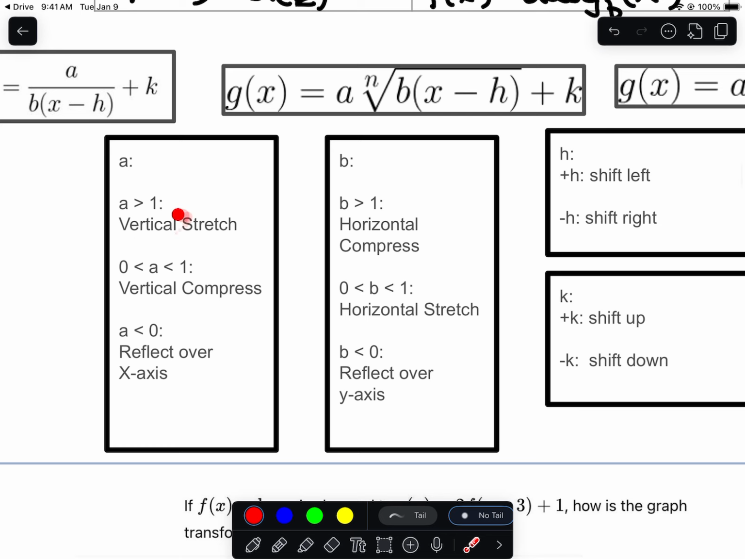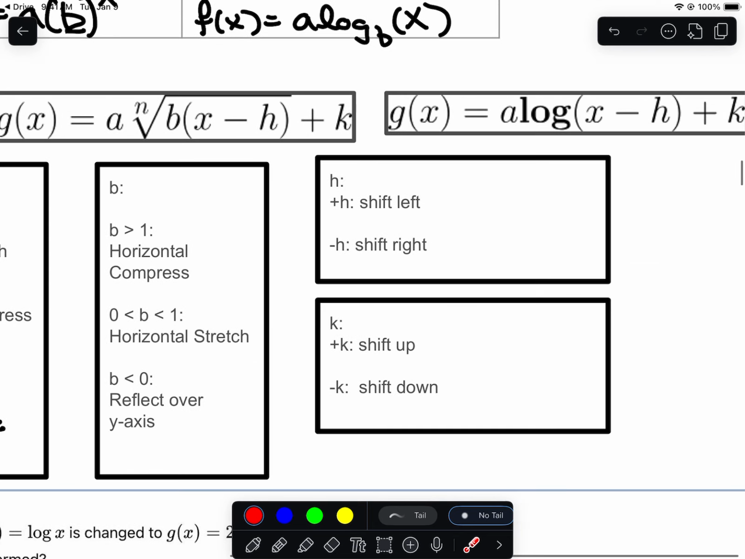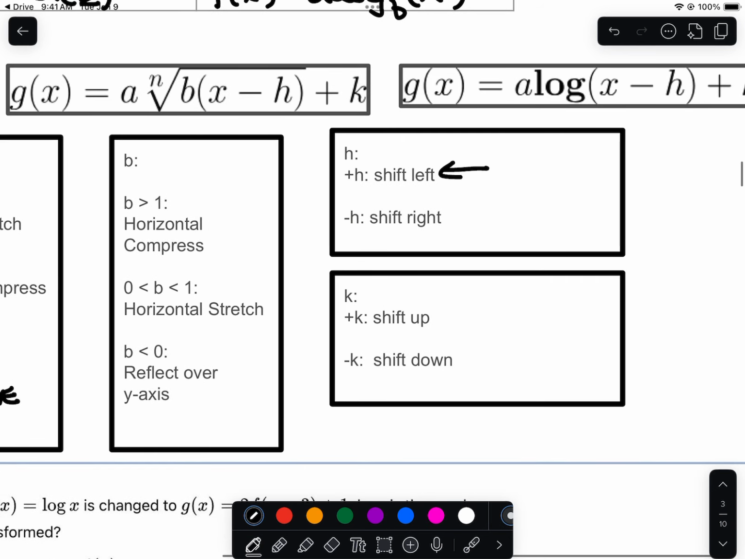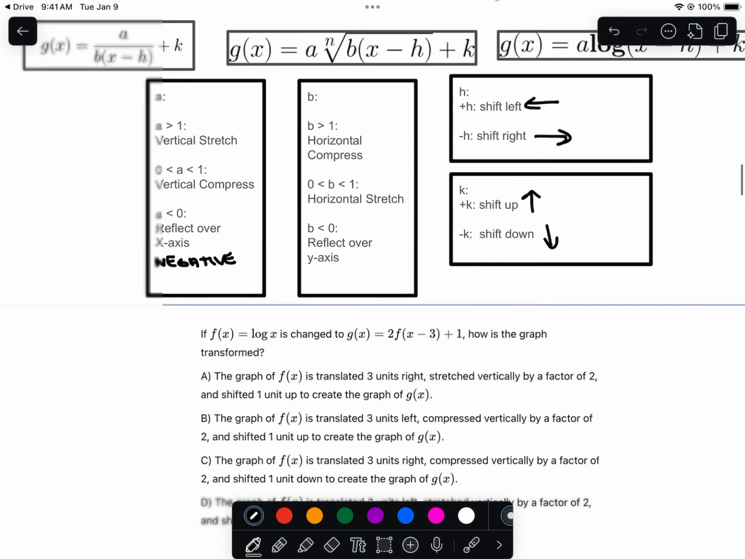If you need a reminder, if A is bigger than 1, that's a stretch. A fraction between 0 and 1 is a compression. Less than 0, a few people have struggled with this, just means negative. If A is negative, there's a reflection over the x-axis. Here's all the information for B. And remember, on the inside, if it's plus h, that's going to go to the left. If it's minus h, it's going to go to the right. K is going to go up if it's positive, down if it's negative.